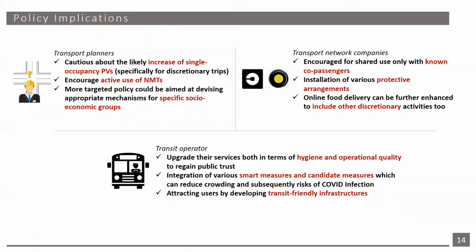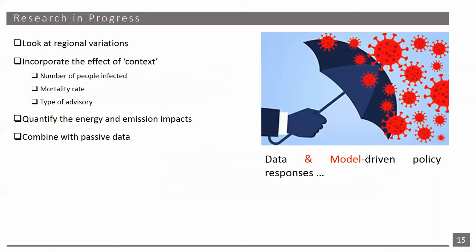In the case of transport network companies, they can try to be smarter by encouraging shared use only with known co-passengers and also installing various protective arrangements. And at the end, they can also integrate online food deliveries and other distribution activities to develop their modus operandi. Currently, we're looking at incorporating the effect of context and other regional variation, at the same time quantifying energy and emission impacts.